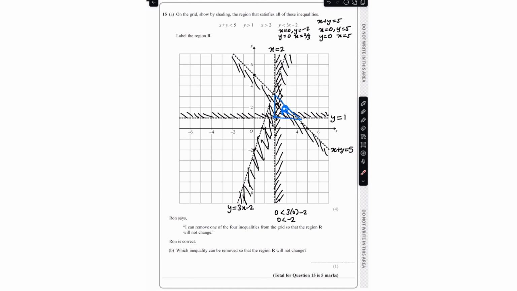In the second and final part of this question, Ron says, I can remove one of the 4 inequalities from the grid so that the region R will not change. Ron is correct. Which inequality can be removed so that the region R will not change? If we take a closer look at this question, we can see that it is the inequality y is less than 3x minus 2. If I remove this line, the graph looks like this, and we can see clearly that R still lies in that same region. So the final answer is y is less than 3x minus 2.